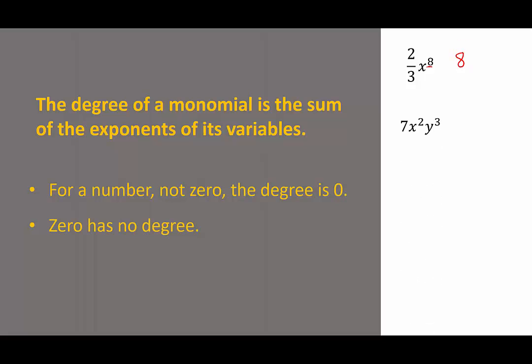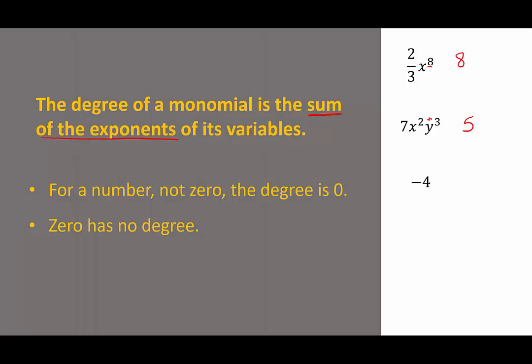The next example, 7x squared y cubed, this is where the sum comes into play. The degree of a monomial is the sum of the exponents. So we're going to take its exponents and just add them. I have a 2 and a 3, add those together, and its degree would be 5.